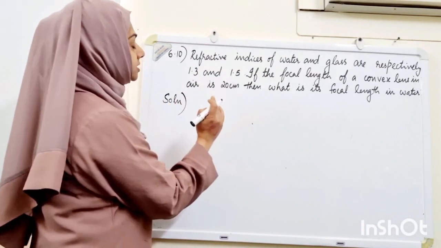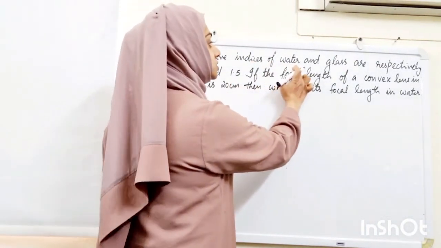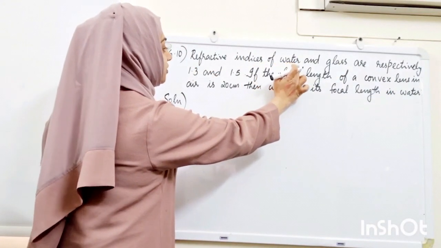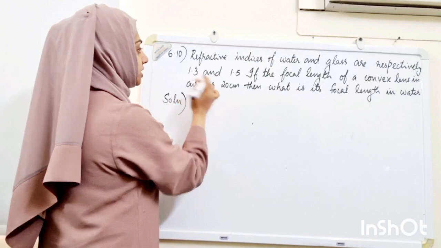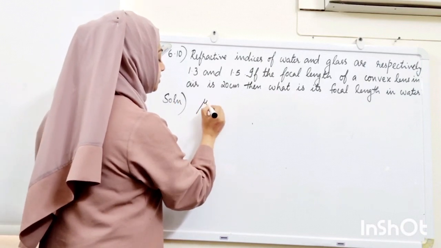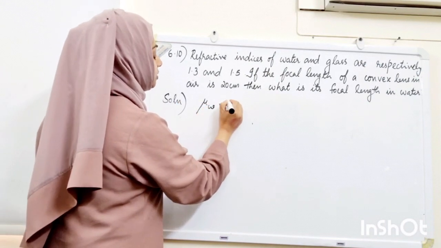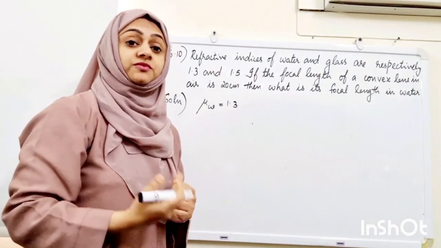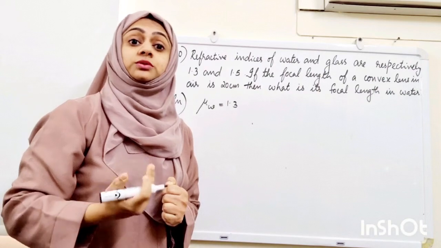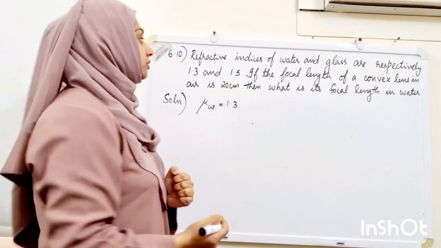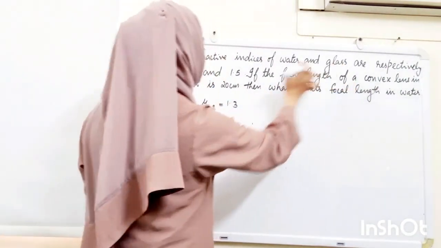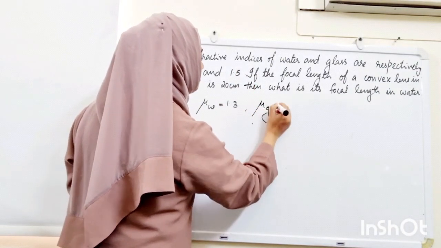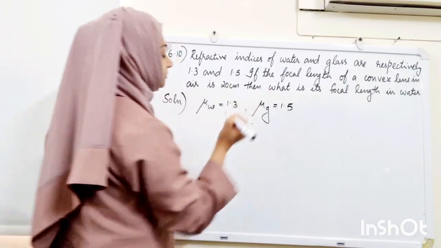So what are the quantities given? Refractive indices of water and glass. So refractive index of water is 1.3. Let me express this as mu water is equal to 1.3. Here refractive index of water means refractive index of water with respect to air or vacuum, and the refractive index of glass is 1.5. So that is mu g is equal to 1.5.